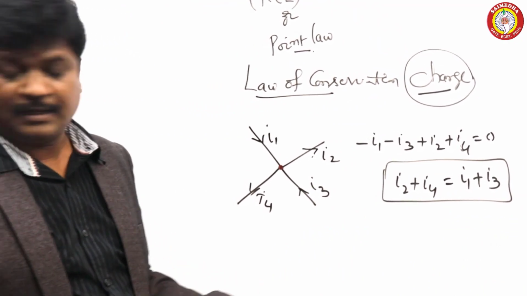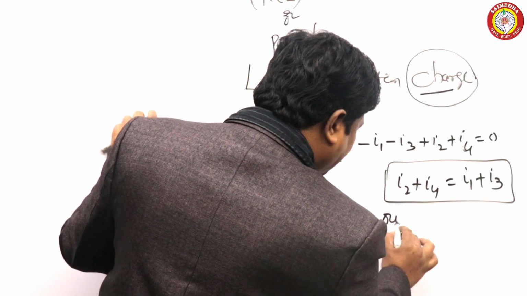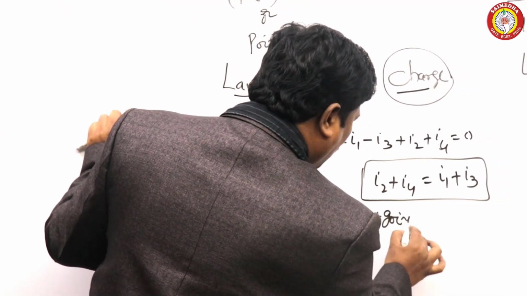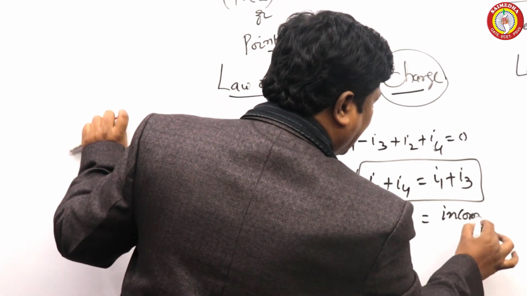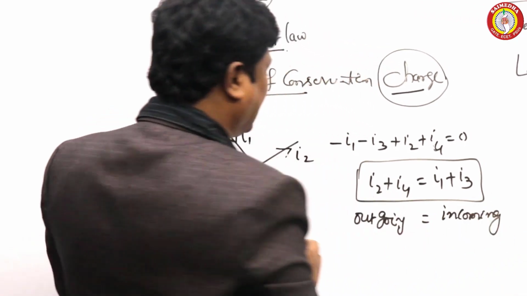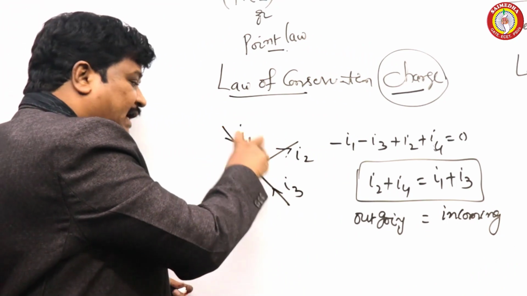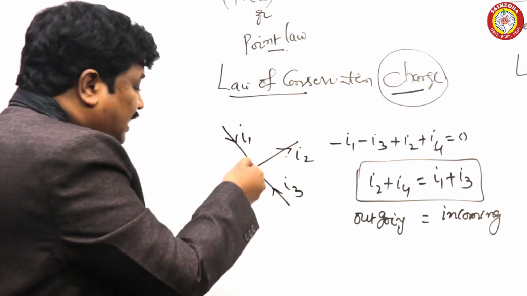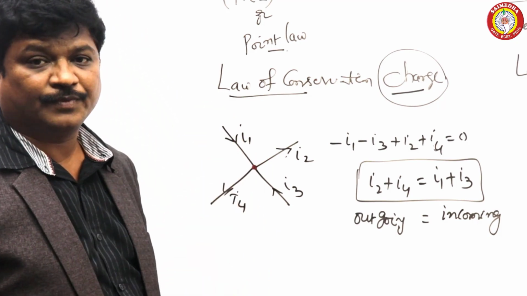So what is I2 plus I4? These are the outgoing currents. What is I1 plus I3? That equals the incoming currents. So the outgoing currents are equal to the incoming currents. Finally, the algebraic sum of the currents meeting at a junction is equal to 0.